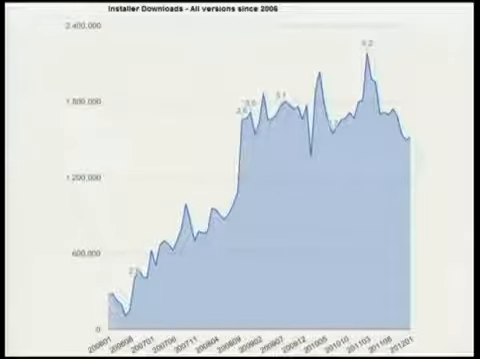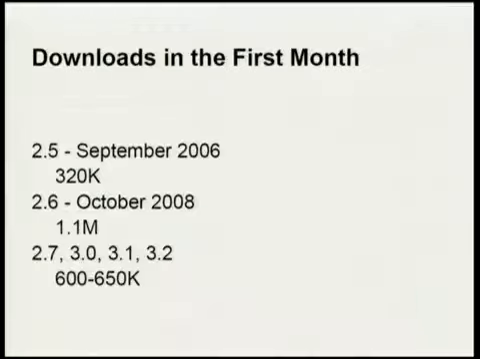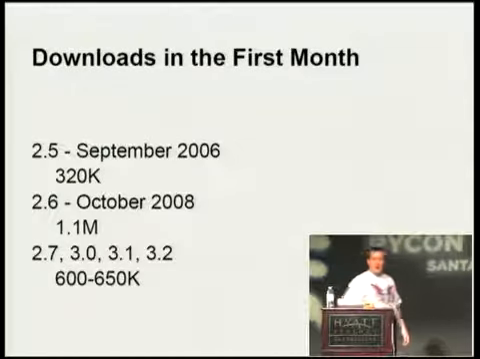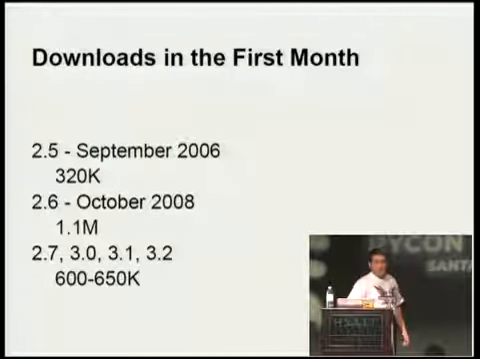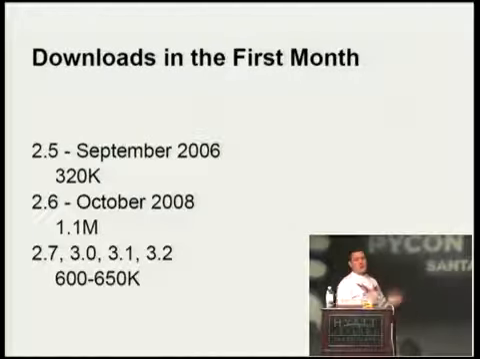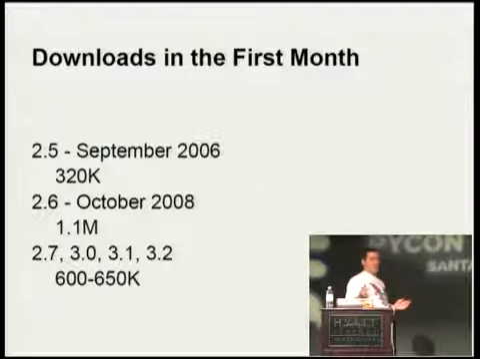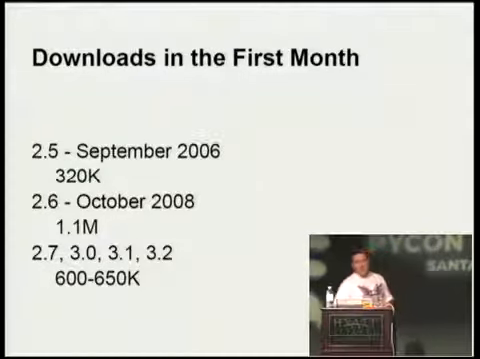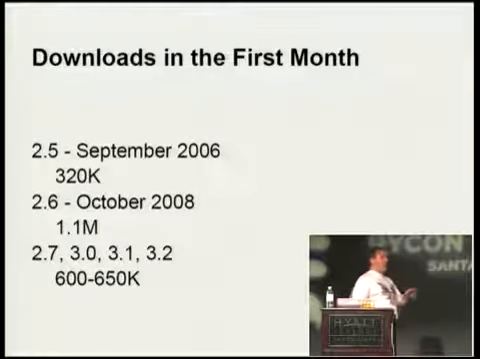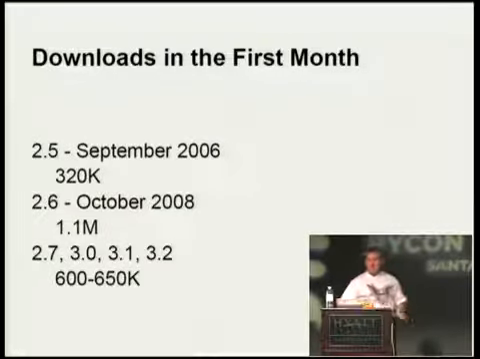So in general, Python started to get much more popular, and Windows in general just shoots right through the roof. And since you can't really read those charts, what it shows is in September 2006, when 2.5 came out, about 320,000 downloads of the 2.5 installers were done. 1.1 million for 2.6 when it came out, and then following that, 2.7 and all the threes. In their first month, they get about 600 to 650,000 downloads. And I'll specify in a second what I mean by downloads. I haven't said users, but I'll get to that.